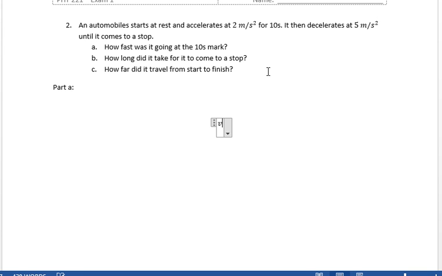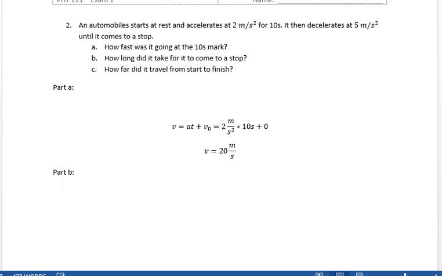So we have v = at + v₀ as the equation we should be looking for here. That's the velocity equation in one dimension under constant acceleration. We have the acceleration, the time, and the starting velocity, which was 0, since it starts at rest. So the velocity is 2 meters per second squared times 10 seconds, plus 0, the initial velocity. So for part A, the velocity is simply 20 meters per second.